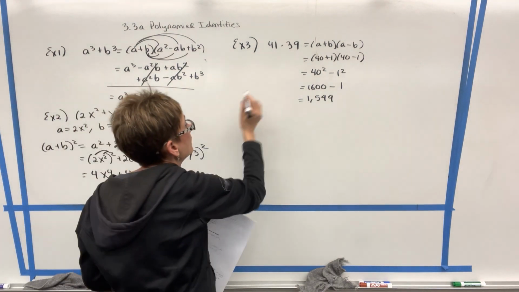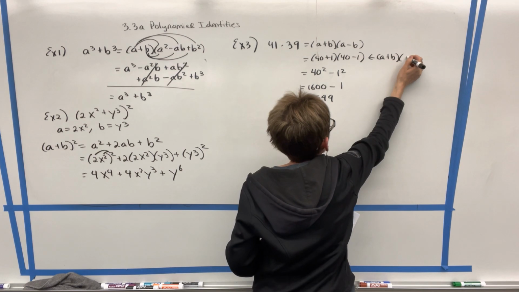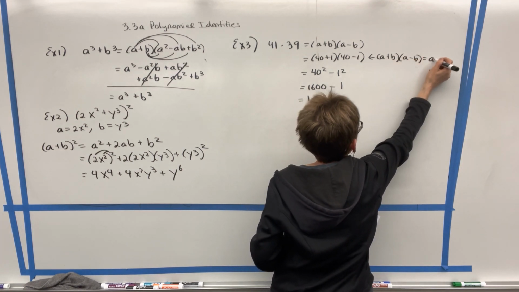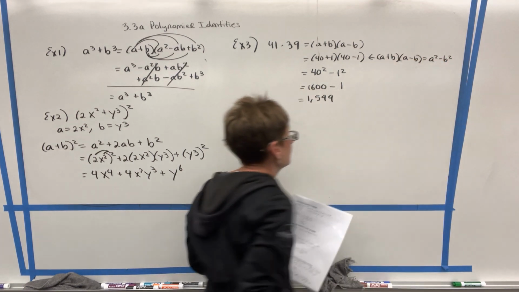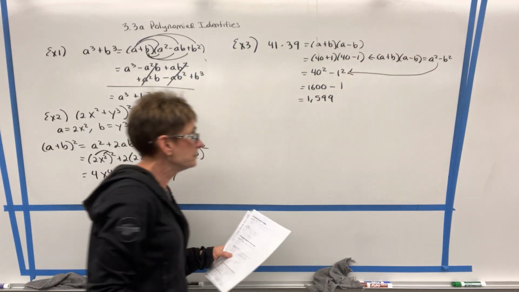Again, this is because right here, this is a plus b times a minus b, which is equivalent to a squared minus b squared, which is what I'm using right there.